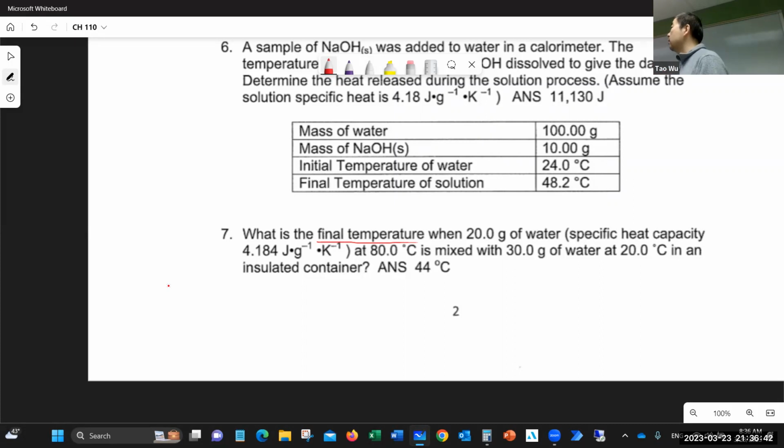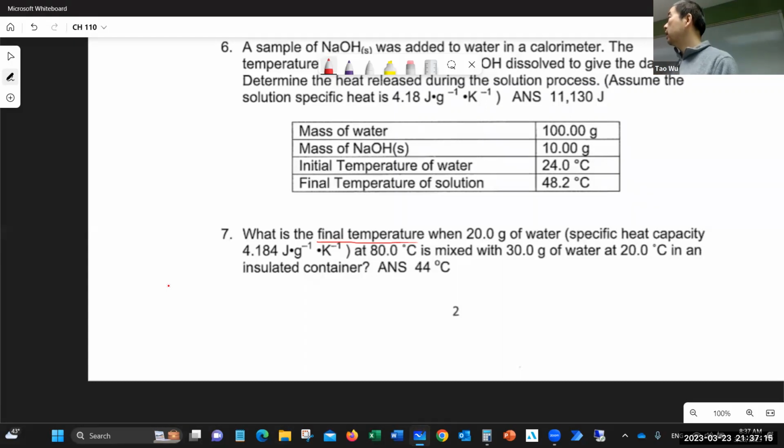Well, the concept is the same thing, right? In this case, the concept is still there. What happens once you have hot water mixed with cold water? It's the same thing. Hot water is going to transfer the heat to the cold water, which means how much heat the hot water releases should be gained by the cold water, right? So you can still set up the equation.